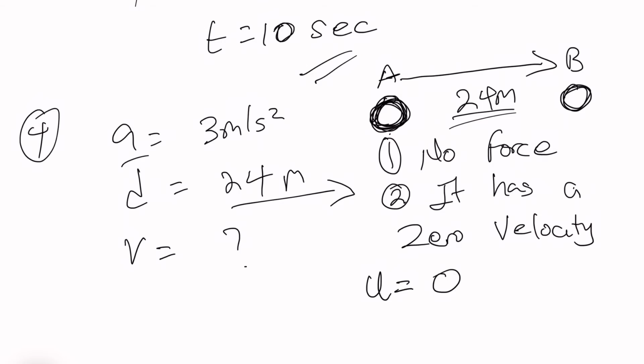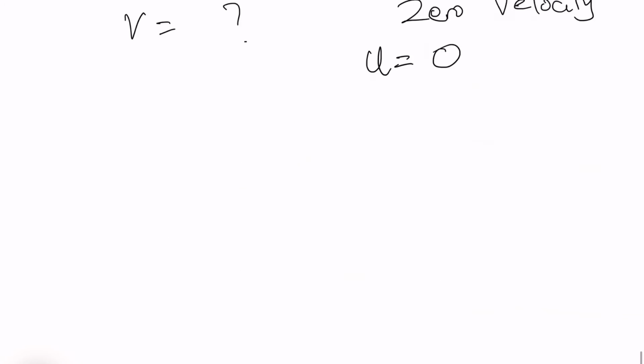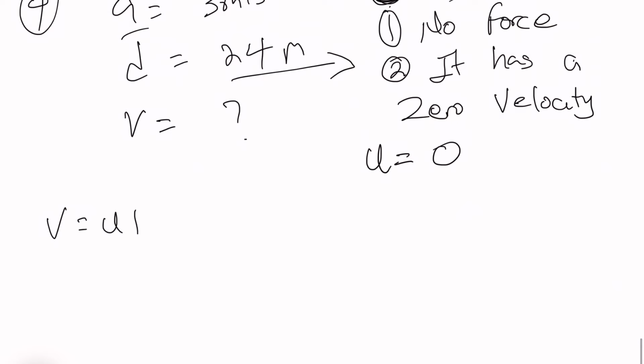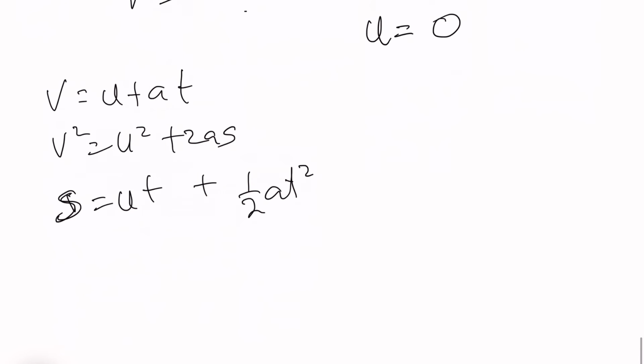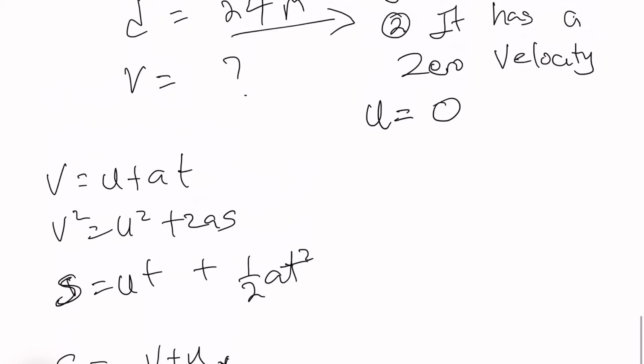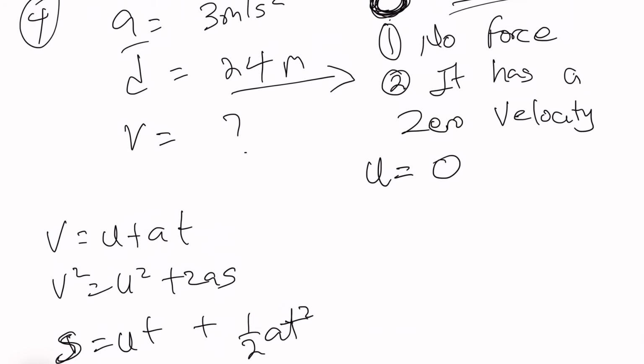It's simple. So now from our equations of motion, I will try and rewrite them. We have v equals u plus at. We have v squared equals u squared plus 2as. We have s equals ut plus half at squared, and we have s equals (v plus u) over 2 times t. I'm not sure about this, but I think this should be it. Alright, so trying to solve this, we are trying to look for v.